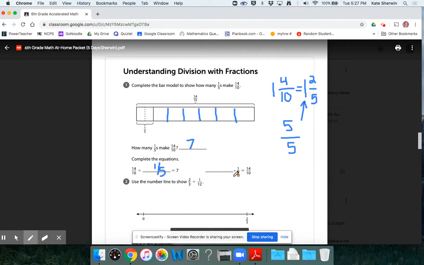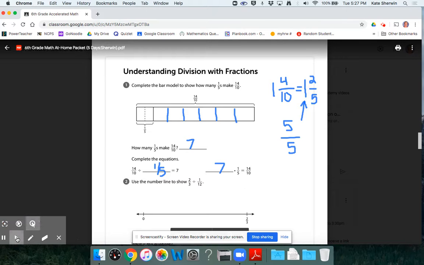And then conversely, on the opposite side, because we know that division and multiplication are inverse operations, okay? What times 1/5 equals 14/10? Well, 1/5 seven times gave us 14/10. So there we go.